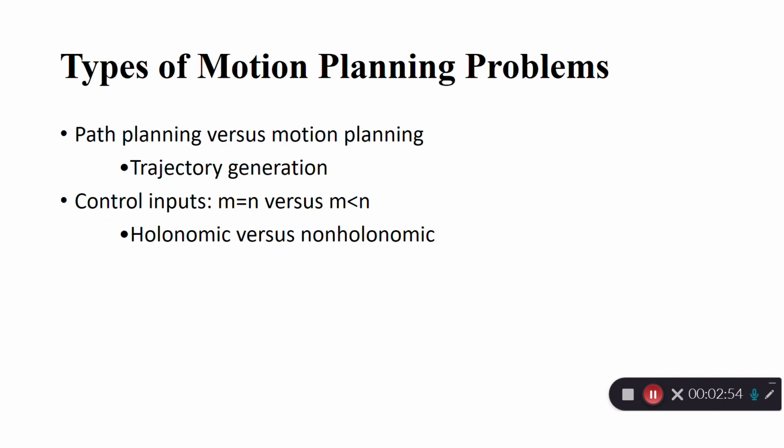So there are two types of motion planning problems. One is path planning versus motion planning, and the other is a set of points in which there are rows and columns. If the number of rows and columns are equal, that is different from where the number of columns is less than the number of rows. So it gives you the motion of holonomic versus non-holonomic. And path planning versus motion planning will give you trajectory generation and many other things. So these are the two types of motion planning problems we have.